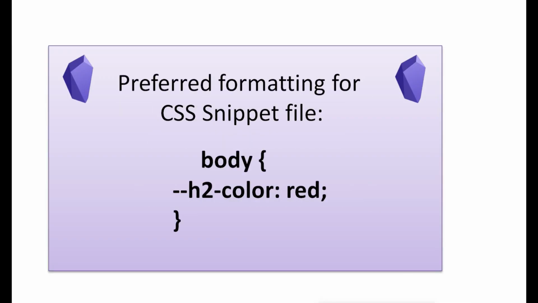Note the structure used here. The selector, body, plus the open bracket are on the first line. The property, H2 color, and its value, red, are on the second line, with required punctuation, and the closing bracket is on the third line. The format and the punctuation matter in these snippets.